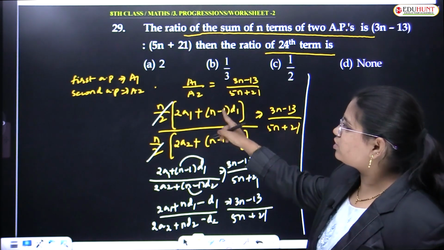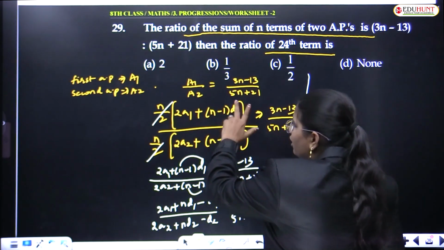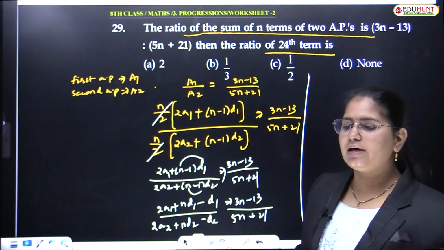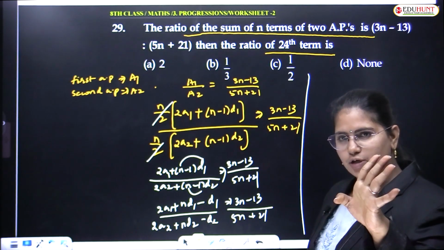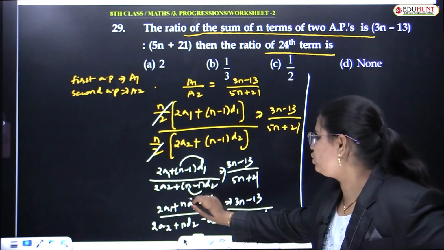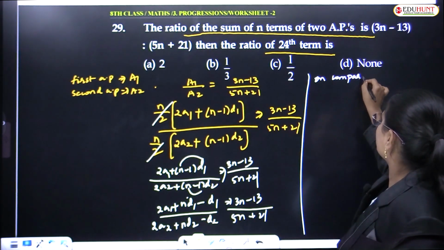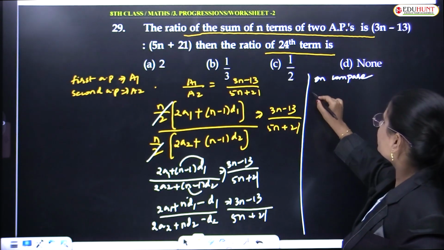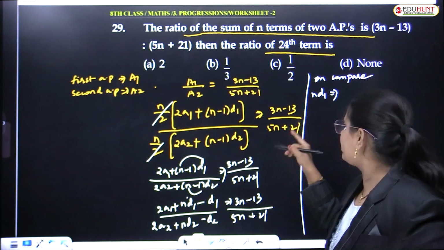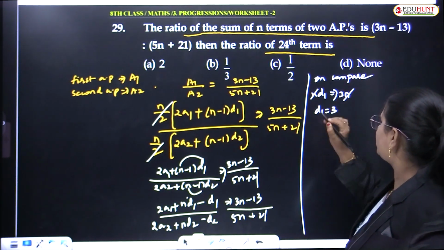In order to find the 24th term, you should have the A1 value and the D1 value. n is 24 anyway. So our target is to find A1, D1, A2, D2. Correct? So let's compare. We have nD1 is equal to 3n. On comparing, nD1 is equal to 3n, so just cancel n on both sides. We have D1 is equal to 3.